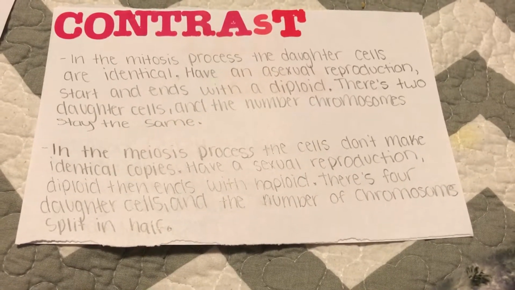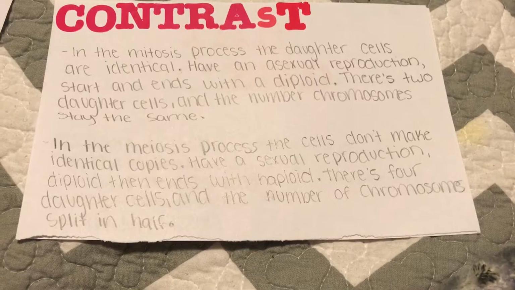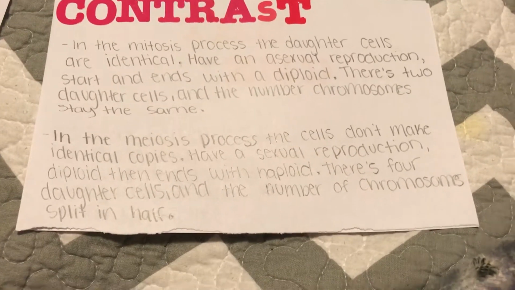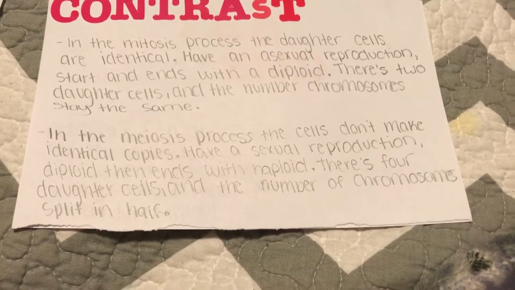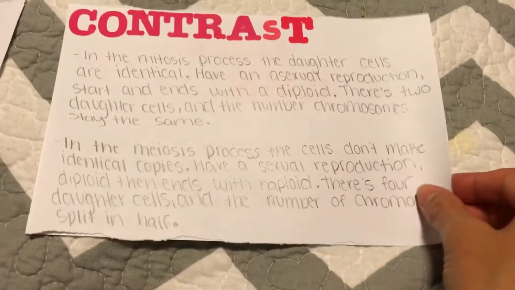In the meiosis process, the cells don't make identical copies. They have sexual reproduction. The diploid then ends with a haploid. There are 4 daughter cells and the number of chromosomes is split in half.